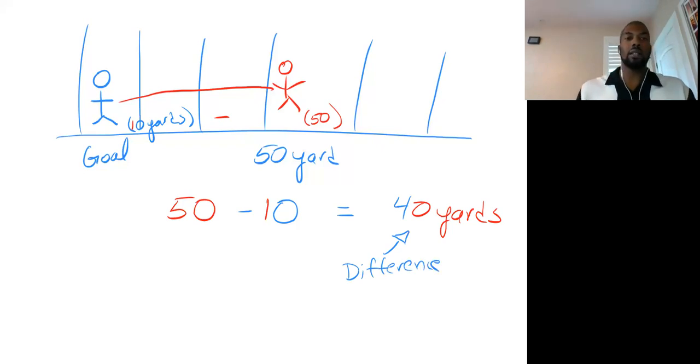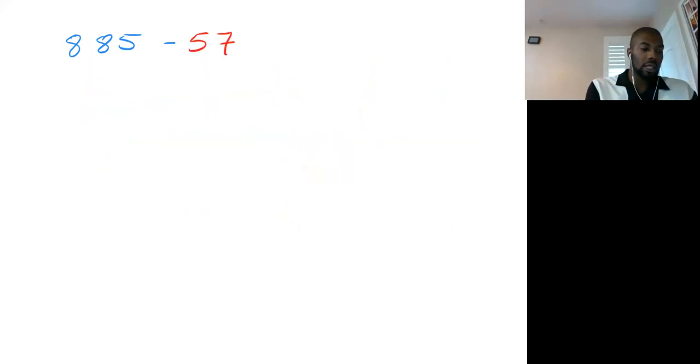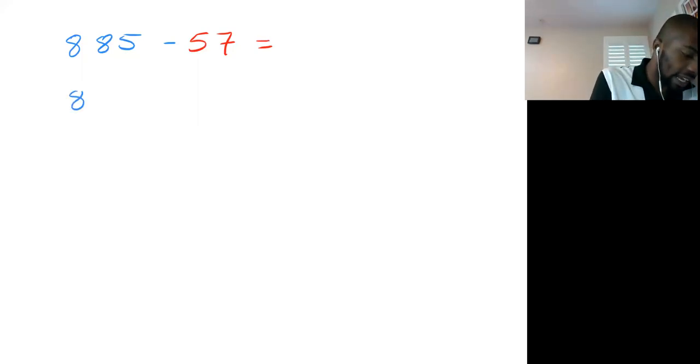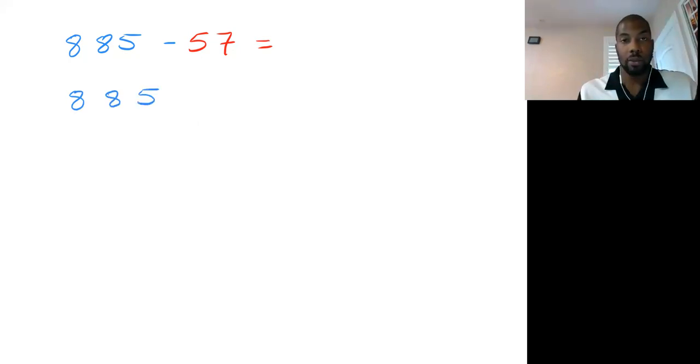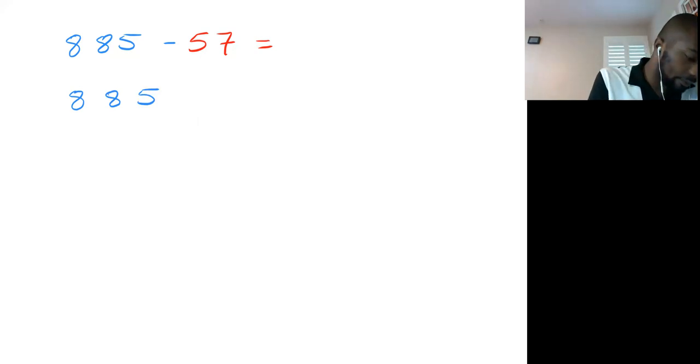Now, let's try to subtract some large numbers from each other. Let's say 885 gerbils were born, and somebody sold 57 of those gerbils. How many gerbils are left over? Well, it's easy. If we're going to use our method of stacking, I simply put 885 on the top. You want to put the larger number on the top. It's easier. And then you put the smaller number on the bottom.